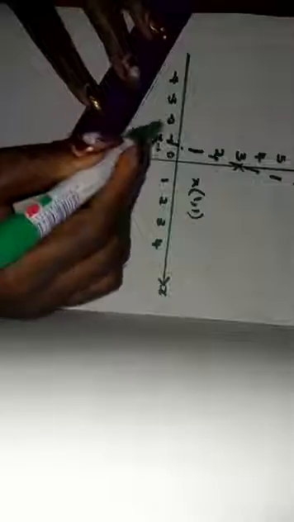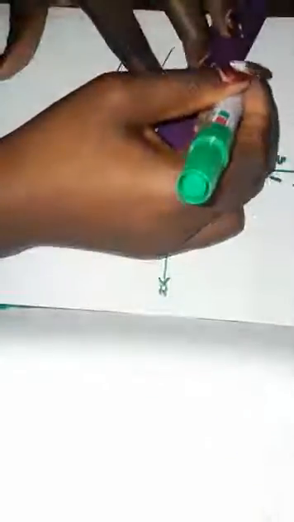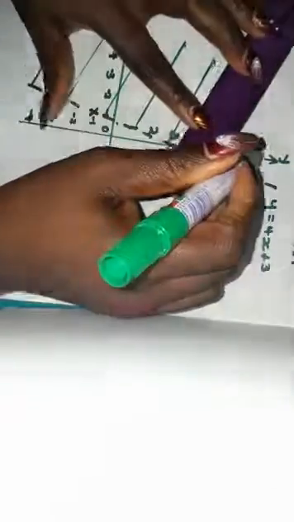When we are shading, guys, we normally use straight lines that look parallel to each other, and they should look neat. Your work must be neat, and the lines must be long enough to fit your axis. They shouldn't be so short.